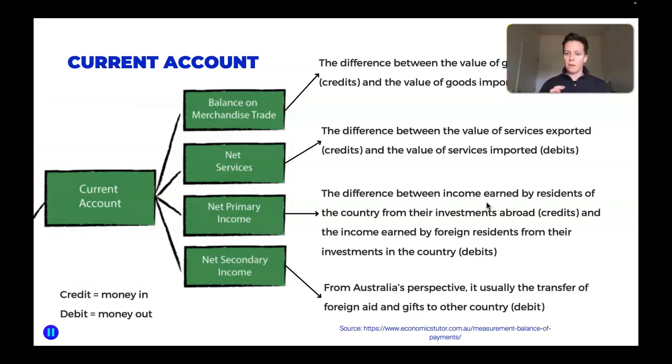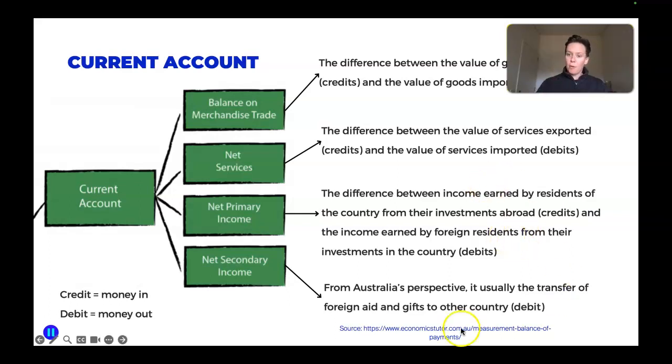So let's put some colour around that. If we're talking about income earned by residents of Australia from their investments abroad, I want you to imagine for a moment that you're sitting in Australia and you own a share in Apple. Over time, Apple is going to pay you a dividend for the ownership of your share, and that dividend is income to you. And so that income is going to flow from Apple in America to you in Australia. That is money coming into Australia, and it is income coming into Australia. So it is a credit, okay? And that credit is recognised obviously as money coming in within the net primary income on the current account within the balance of goods and services, within the balance of payments.